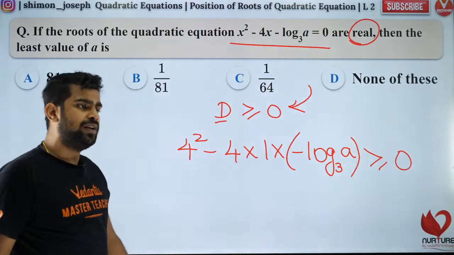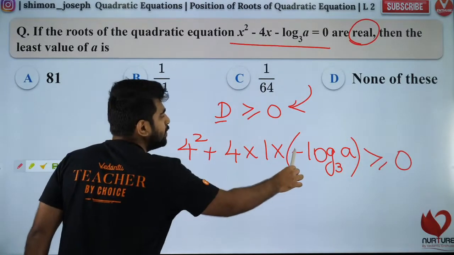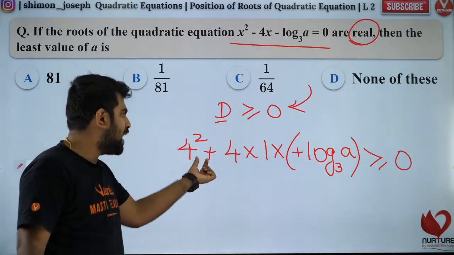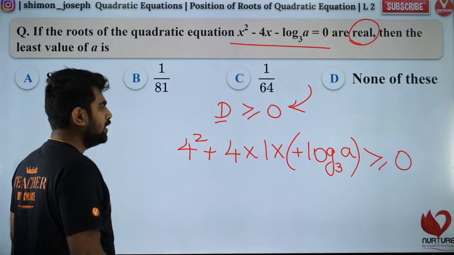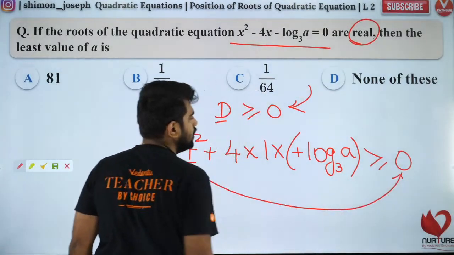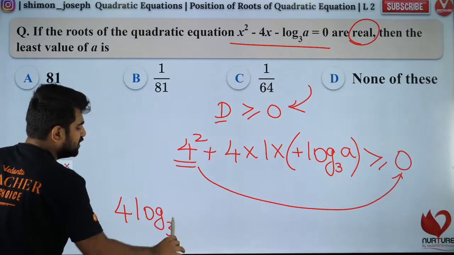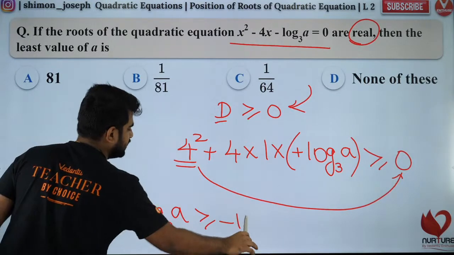Are you clear with it, everybody? Yep. So now minus and minus will become plus, because minus into minus will become plus, na? Okay. So we'll get what? Take this 16 to the other side. So I will get what? I will get 4 log to the base 3A is greater than or equal to minus 16.